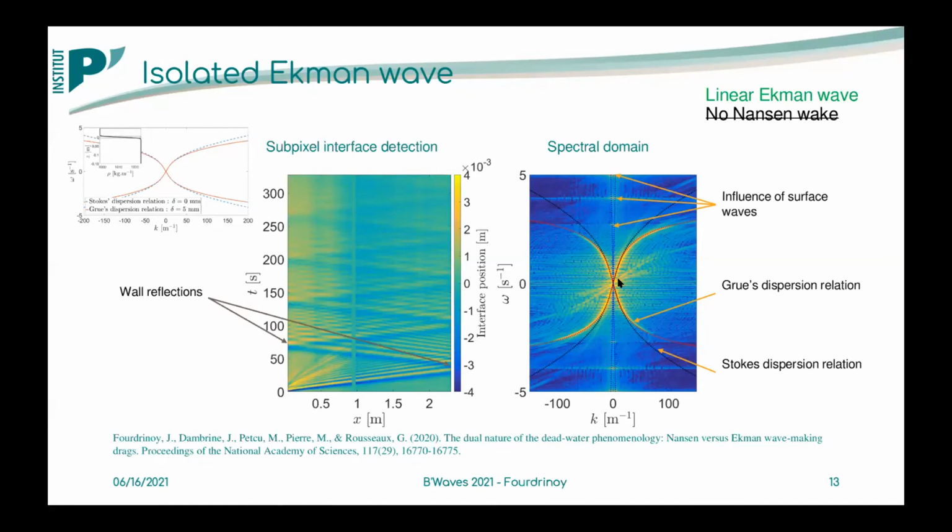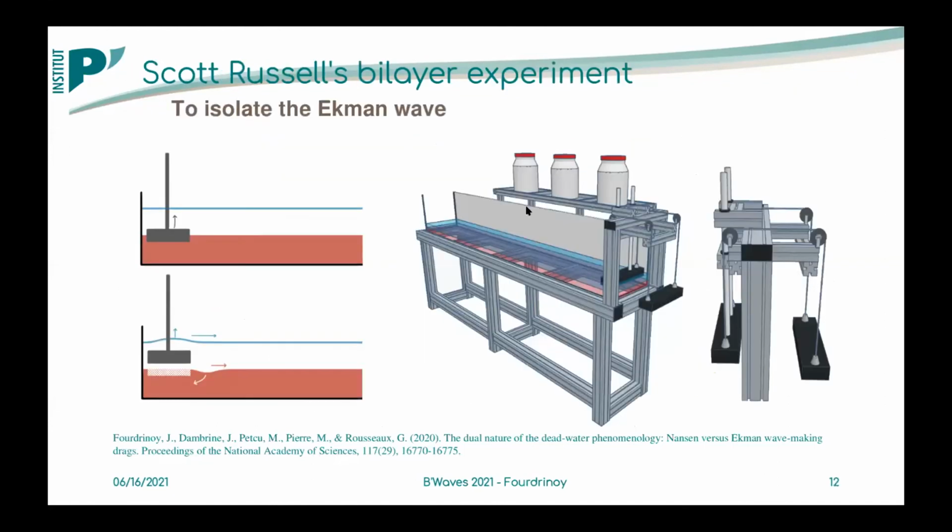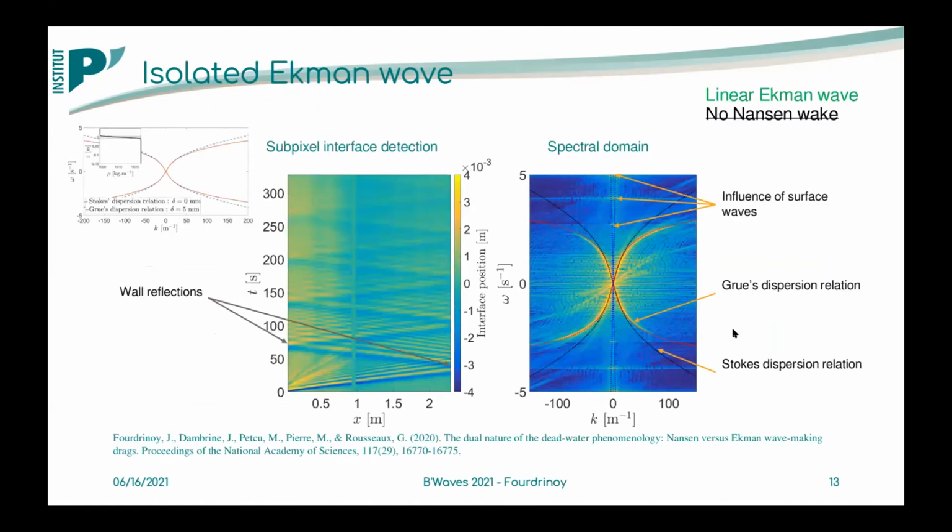But in experiments of Scott Russell, so this kind of experiments, the initial perturbation is too strong, and we have a surface wave. Okay, thank you.